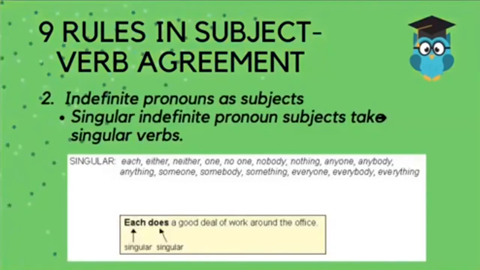Second rule is indefinite pronouns as subjects. Singular indefinite pronoun subjects take singular verbs. What are those singular indefinite pronouns? In this presentation, we have each, either, neither, one, no one, nobody, nothing, anyone, everybody, anybody, anything, someone, somebody, something, everyone, or everything.